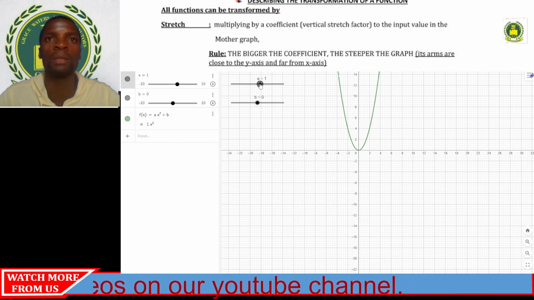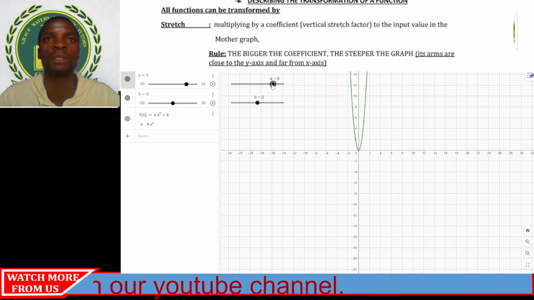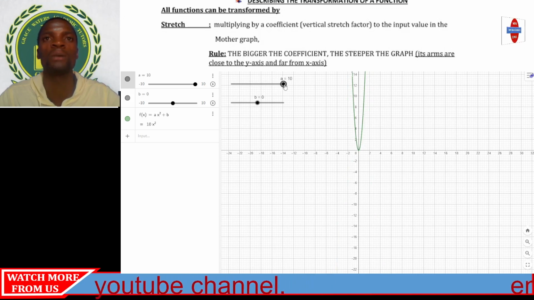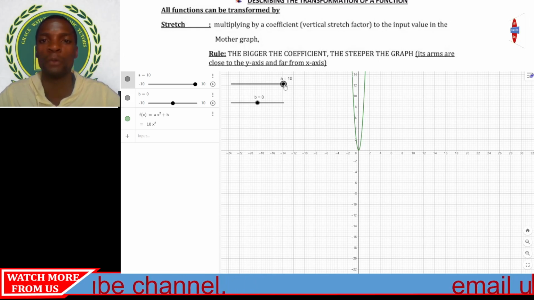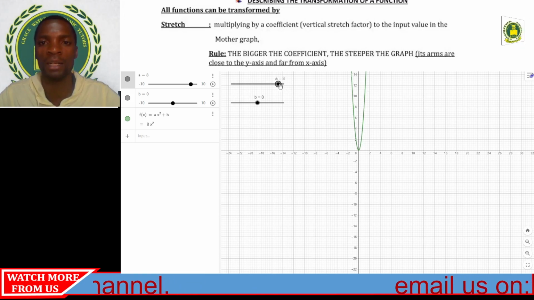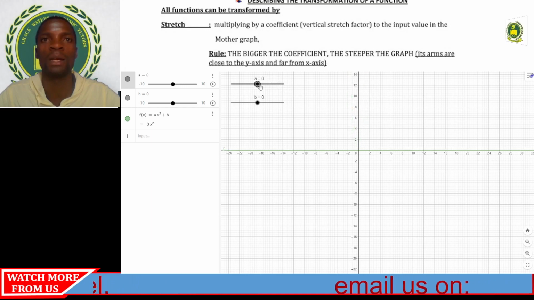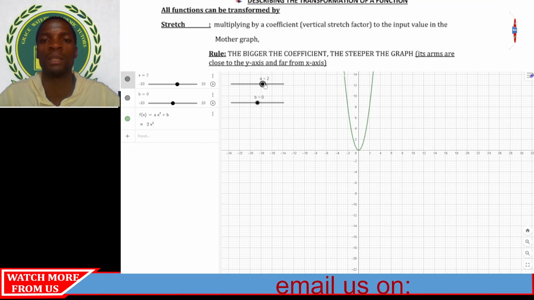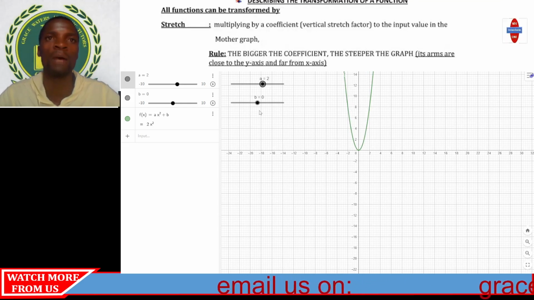So meaning to say, here when it is 1, 2, 3, 4, 6, 8, look, 10 is now very, very close to the y-axis. If it was a human being, you would say these are the thin people. And if we are reducing the coefficient now, you'd find that the person is getting fatter and fatter as we reduce the coefficient.